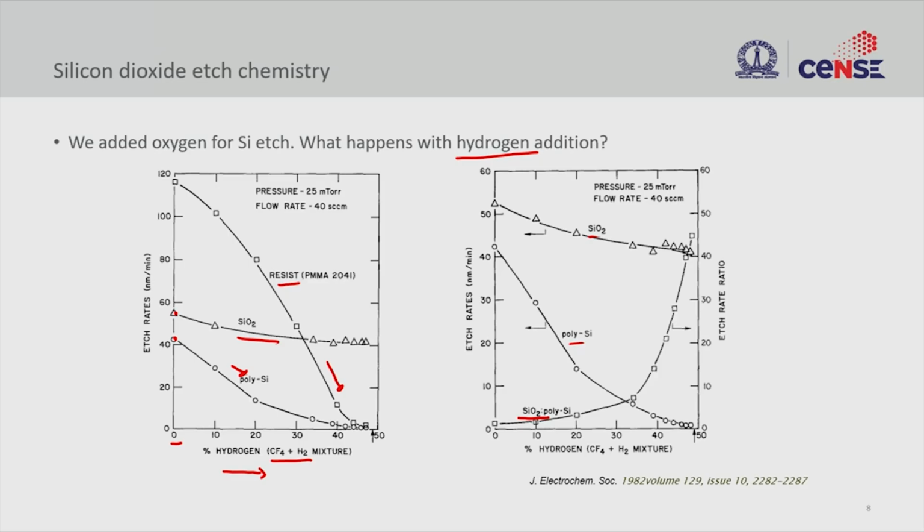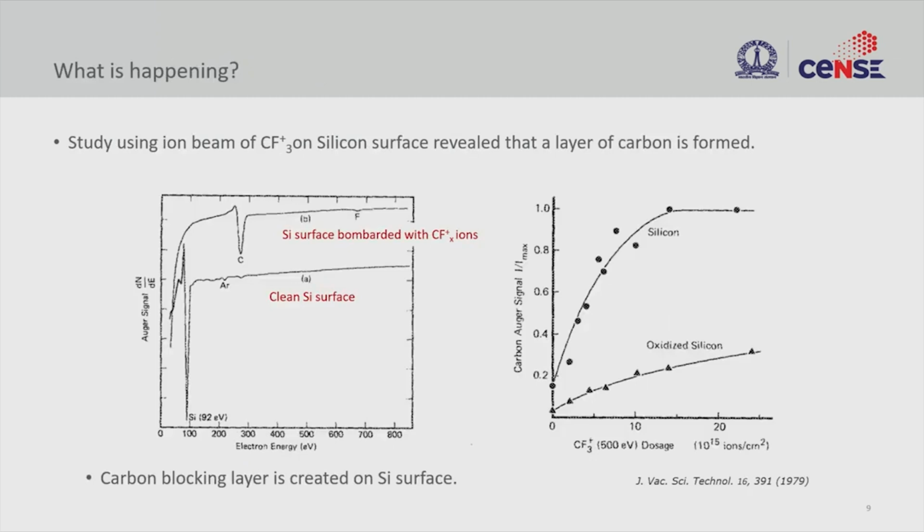So adding any kind of additive inert gas can also help you in achieving selectivity. So let's look at what is actually happening. So we did Auger spectroscopy. This was again to understand whatever happened in an experiment long time ago. People are trying to understand what is the driving mechanism through which we are getting this selectivity.